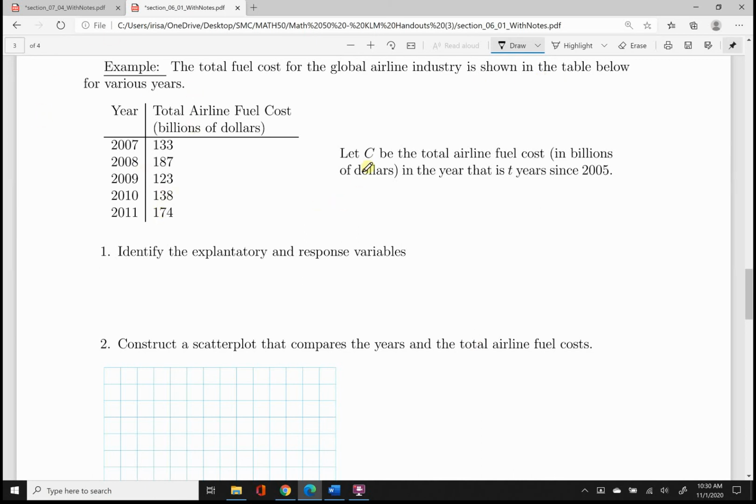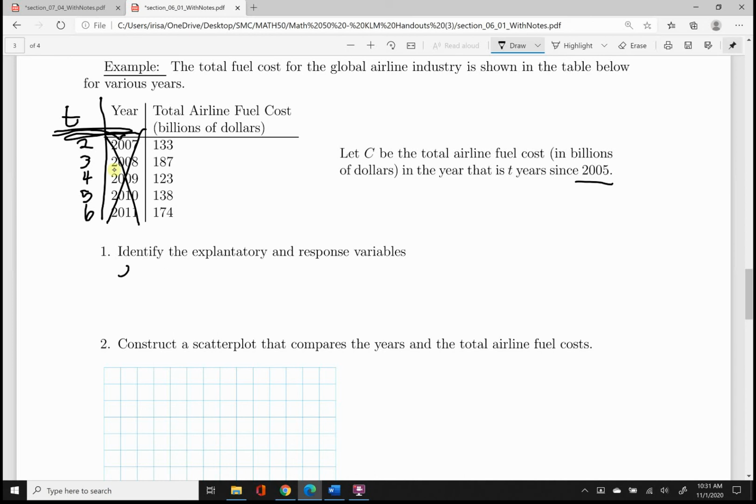Cool. So let's see, let C be the total online fuel cost in billions of dollars as you see it in this table right here. That's going to be your response variable, and the explanatory variable is going to be t, years since 2005. So I can make another column here for the explanatory variable, years since 2005. That means the first one's going to be a 2, then 3, 4, 5, and 6. We'll keep that in mind. We're not going to actually use these years in order to plot.